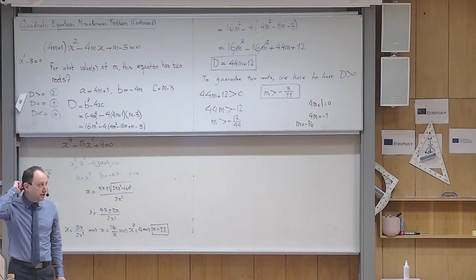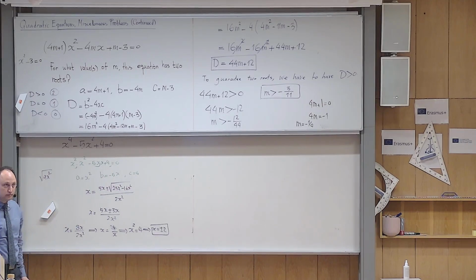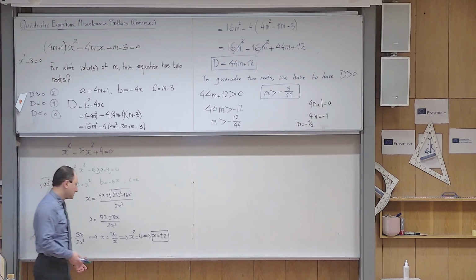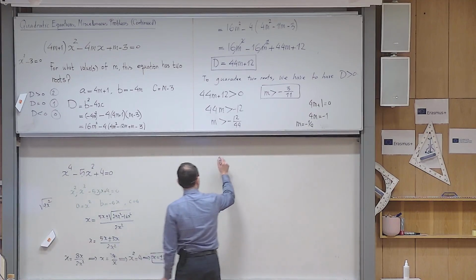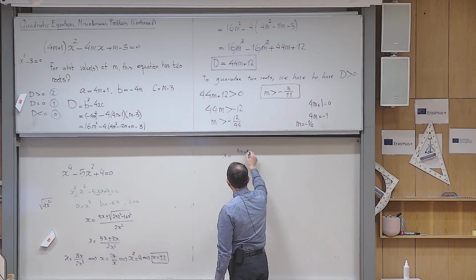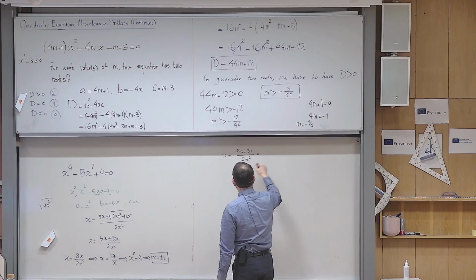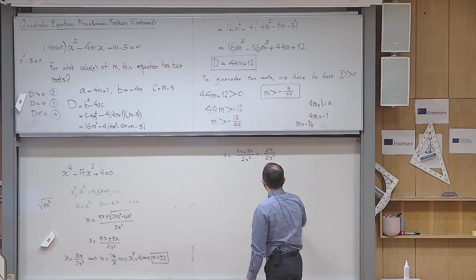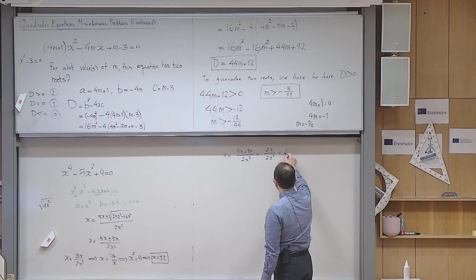But is the problem finished? Yes or no? No, because I only considered the plus sign. Ah, there's also a minus sign. So I have to do the same thing with the minus sign. What happens? It becomes x equals 5x minus 3x divided by 2x squared. It becomes 2x over 2x squared. Can I simplify? Yes, 2 and 2 are gone, x and x are gone, 1 over x is left.